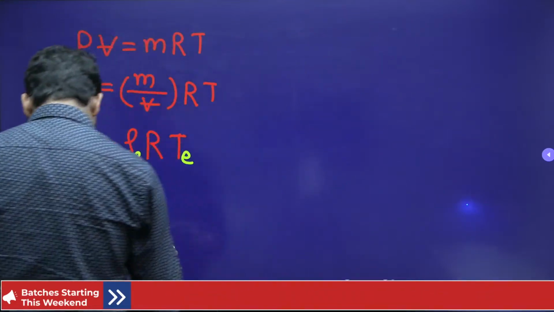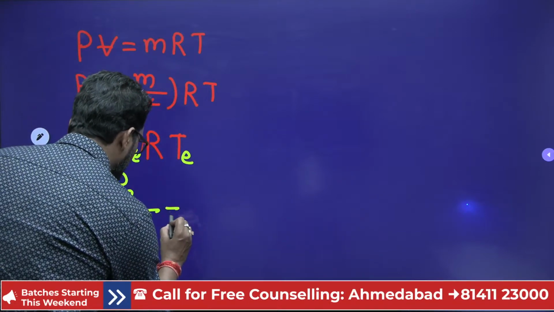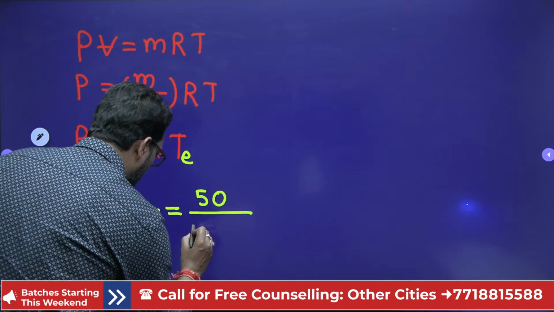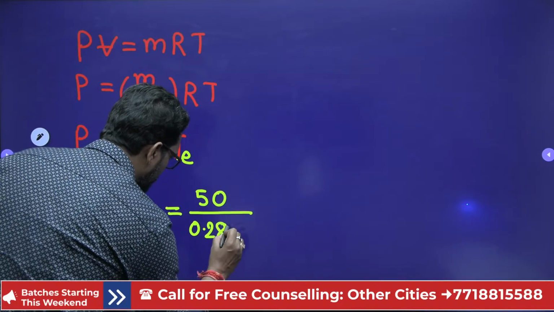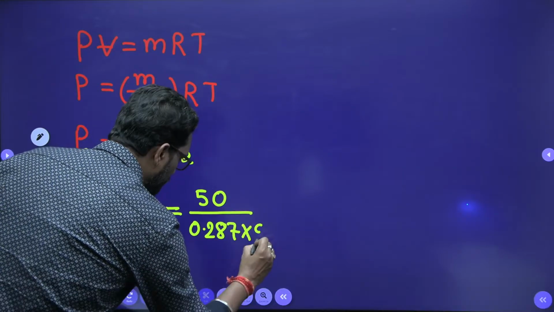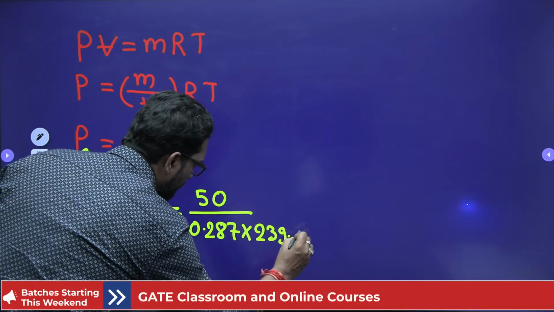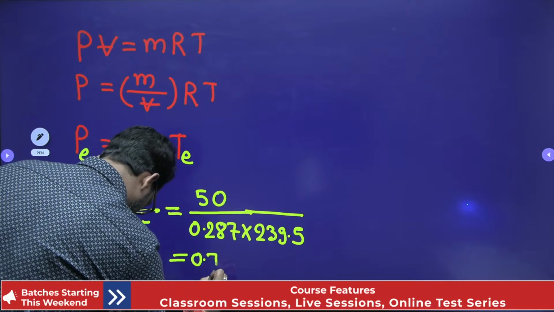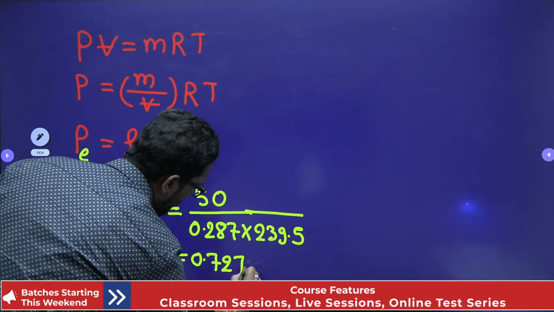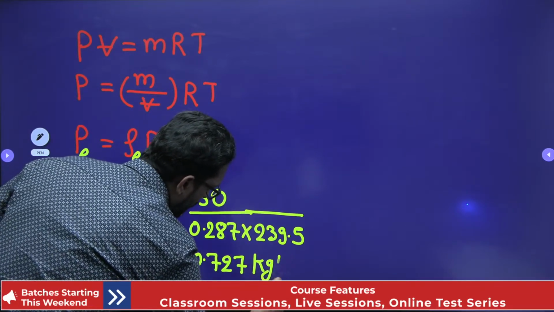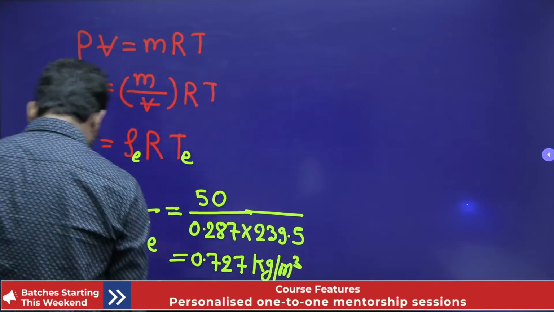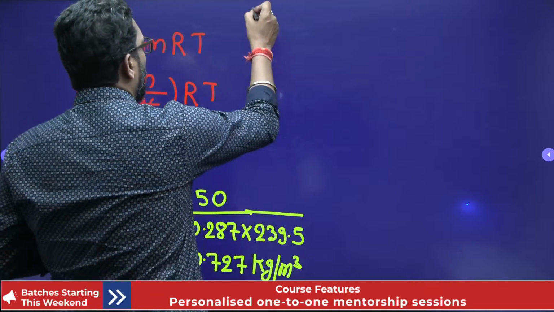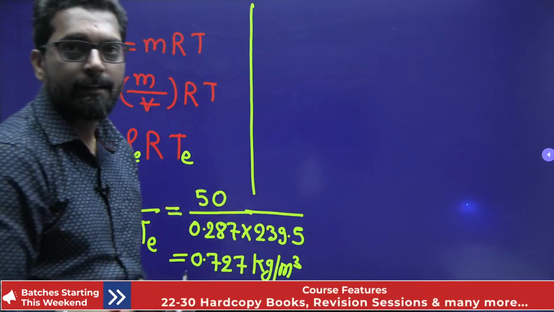So put these values here. Exit pressure is 50, R is 0.287, T is 239.5 Kelvin. So the density is 0.727 kg per meter cubed at exit.